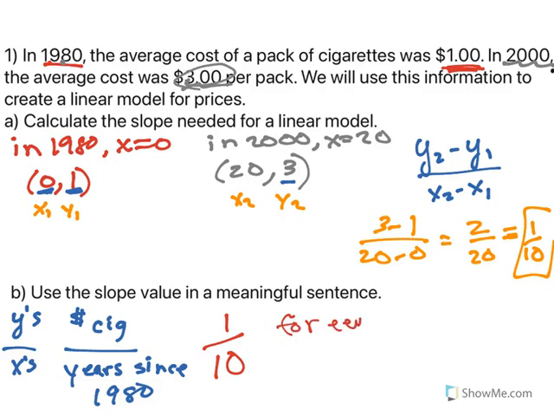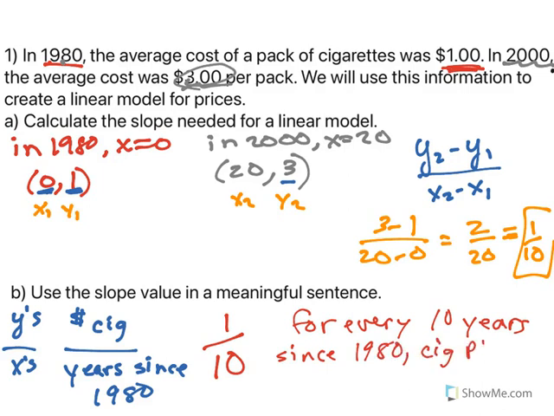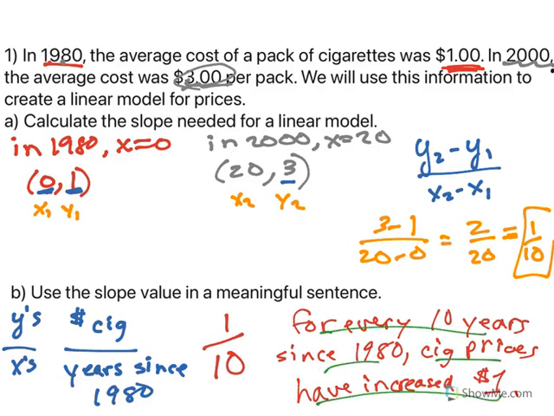for every, I can't spell, I'm so sorry. Okay, so the bottom is 10 years. For every 10 years since 1980, cigarette prices have increased $1. You also could say the price of cigarettes has increased $1 for every 10 years since 1980. It doesn't matter which one of those you start with, but those are your two statements. Cigarette prices have increased by $1 for every 10 years since 1980. That is what my slope represents.